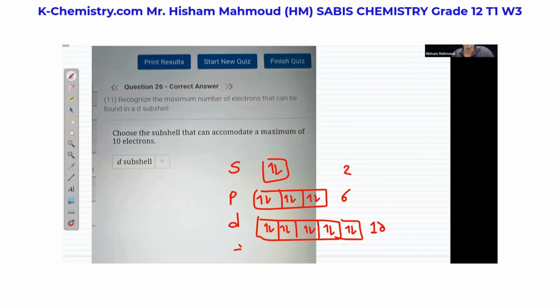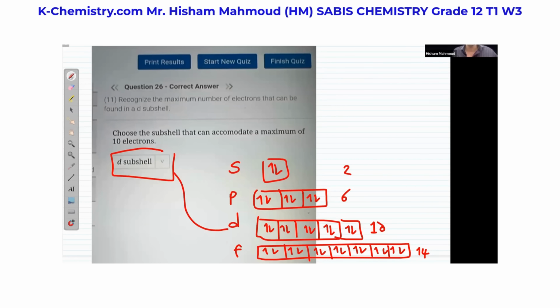And the f subshell contains 7 orbitals: 1, 2, 3, 4, 5, 6, 7. So 8, 9, 10, 11, 12, 13, 14 electrons can be accommodated in f. This is d with 10 electrons.